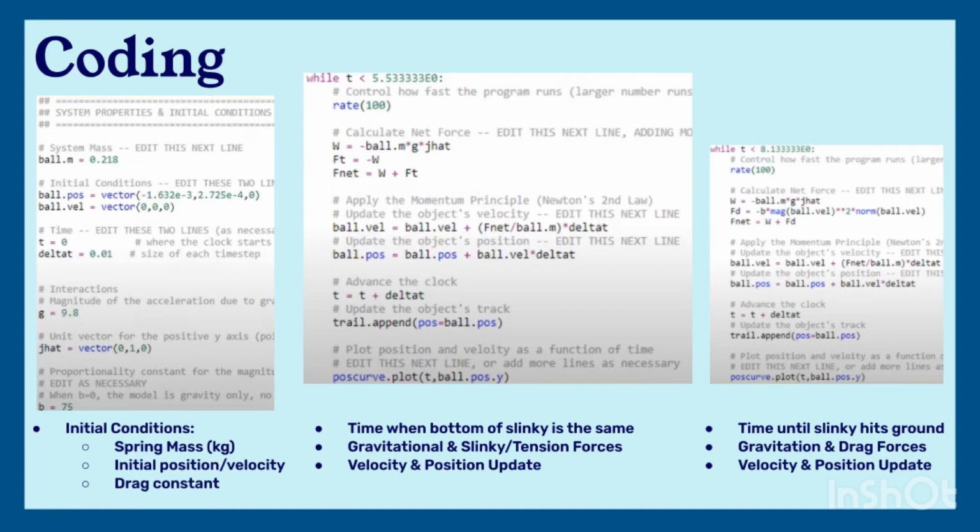We also inputted factors such as the time when the bottom of the slinky is the same, the gravitational forces and the tension force of the slinky, as well as the velocity and position update formulas derived from Newton's second law. Additionally, we inputted the delta t, which is the time until the slinky hits the ground, and again the gravitational and drag forces and velocity and position updates.